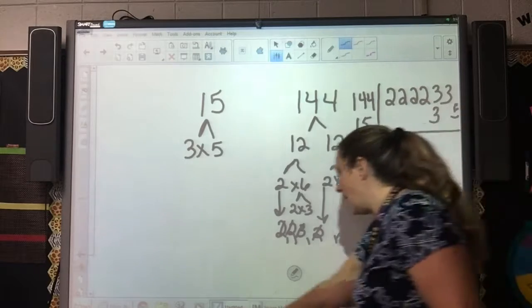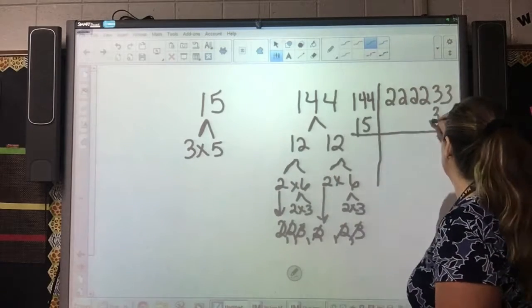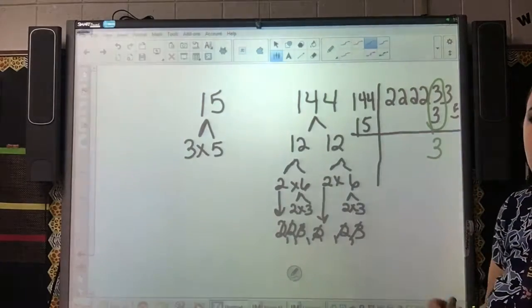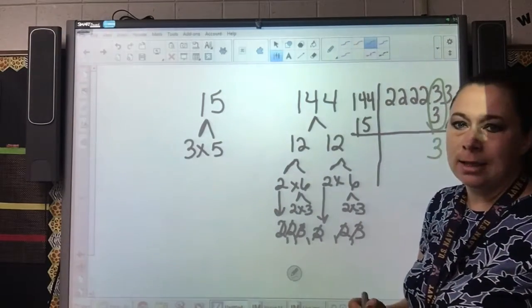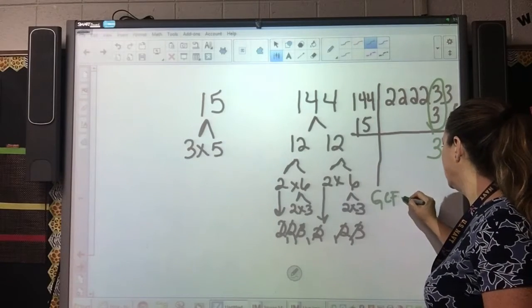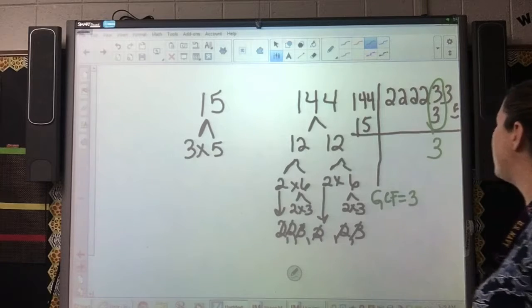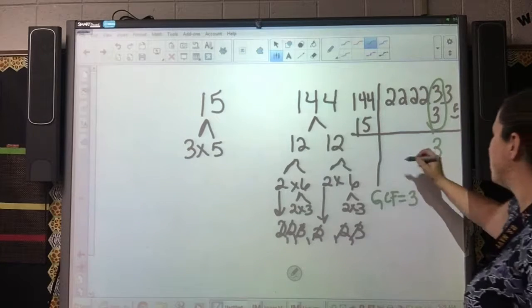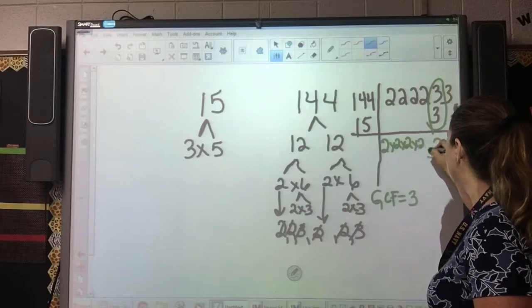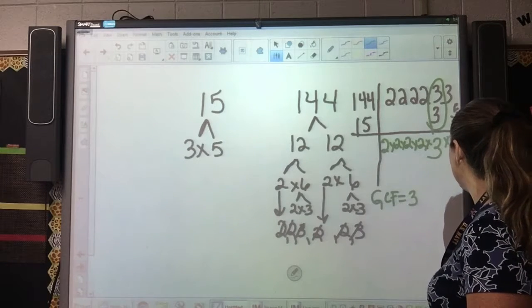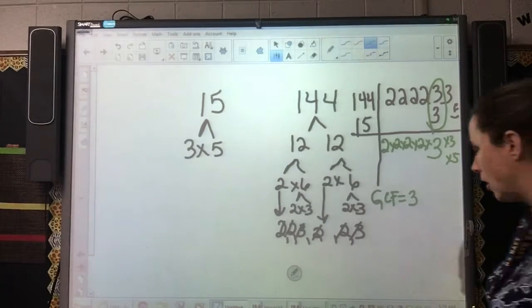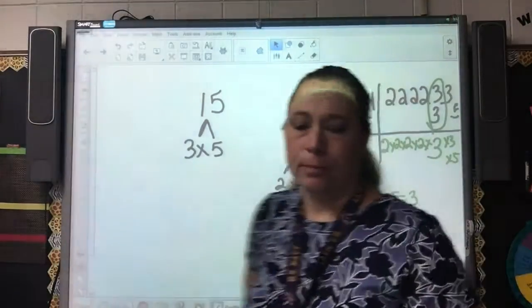But we only take the common factors anyway, so we only have a 3. So out of all that mess, our greatest common factor is 3. And again, if I wanted to find the least common multiple, I would have to take 2 times 2 times 2 times 2 times 3 times 3 times 5. So I'd have to multiply all those across to get my least common multiple.